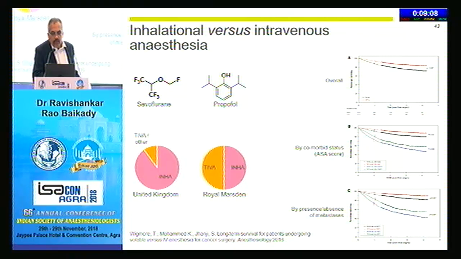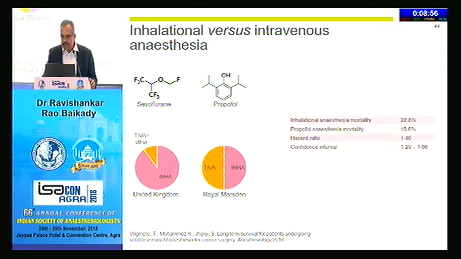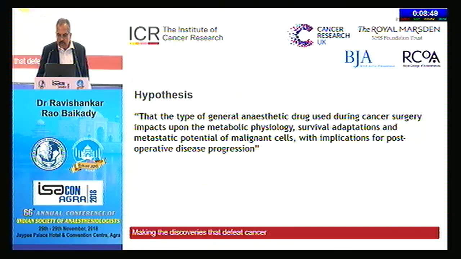And we also looked into adding regional anesthesia. Regional anesthesia didn't show much difference, whereas between patients who had TIVA and patients who had a volatile, there was a significant difference in recurrence and survival. Here are the numbers and the ratio, which the statistician looked into. So this is the hypothesis: the general anesthetic drug used during cancer surgery impacts the physiology and survival of the cancer cells and also metastasis. You can say that this is all observational data.